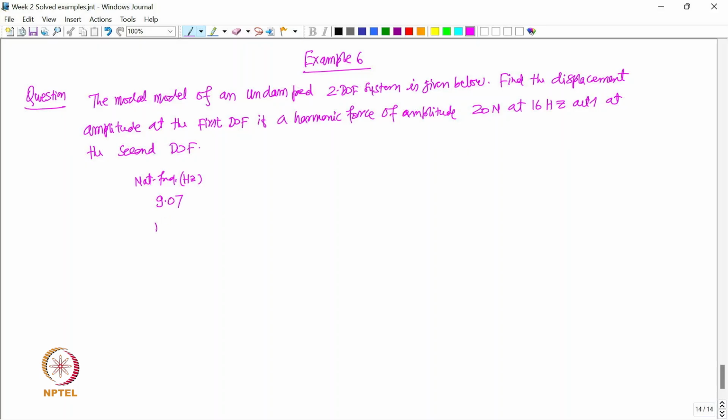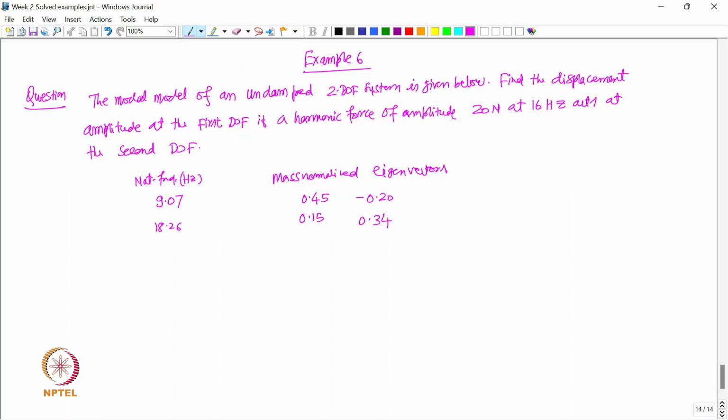9.07 and 18.26, and the corresponding mass normalized eigenvectors are given as 0.45, 0.15, minus 0.20 and 0.34.